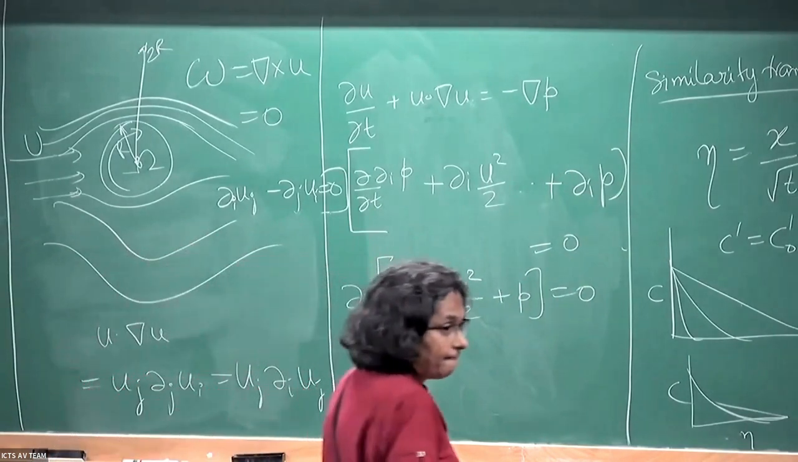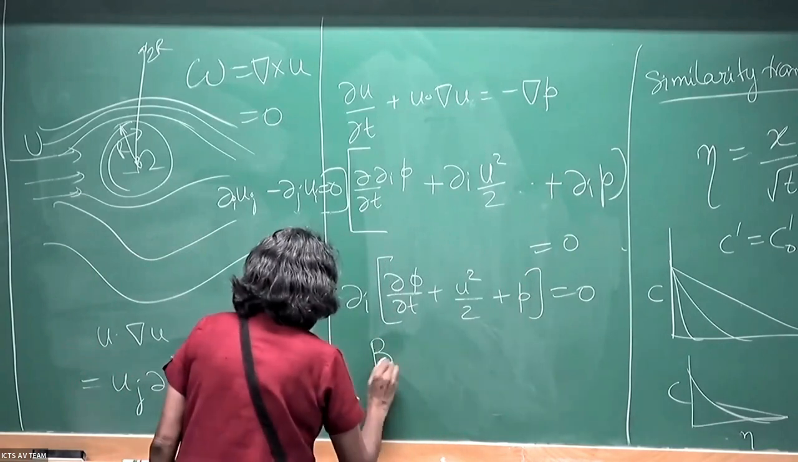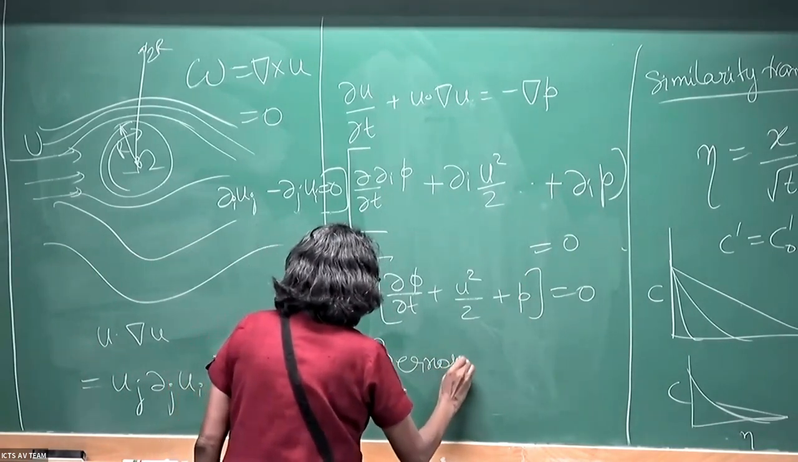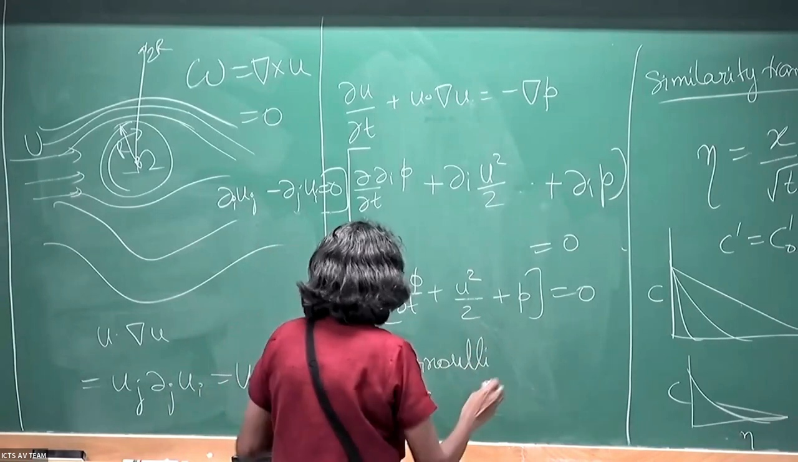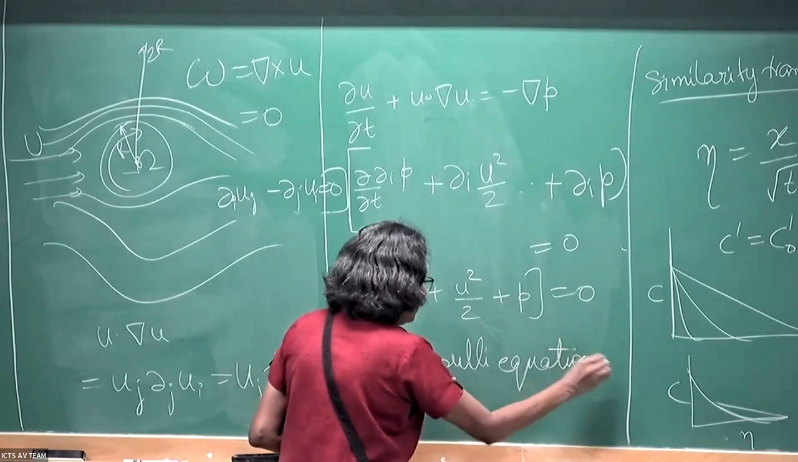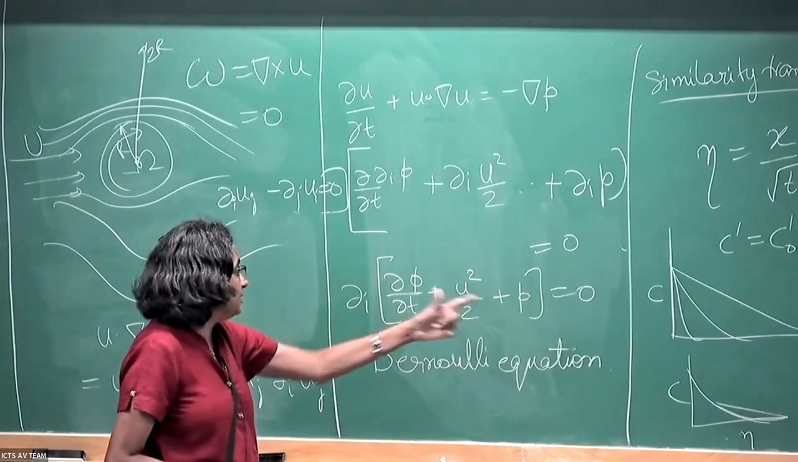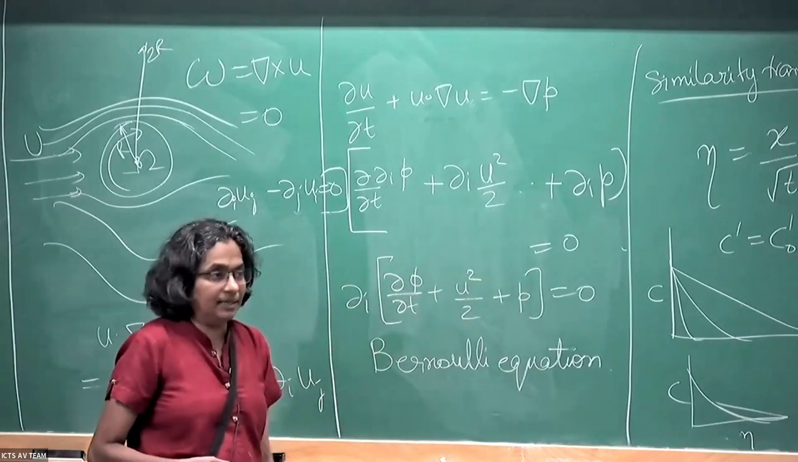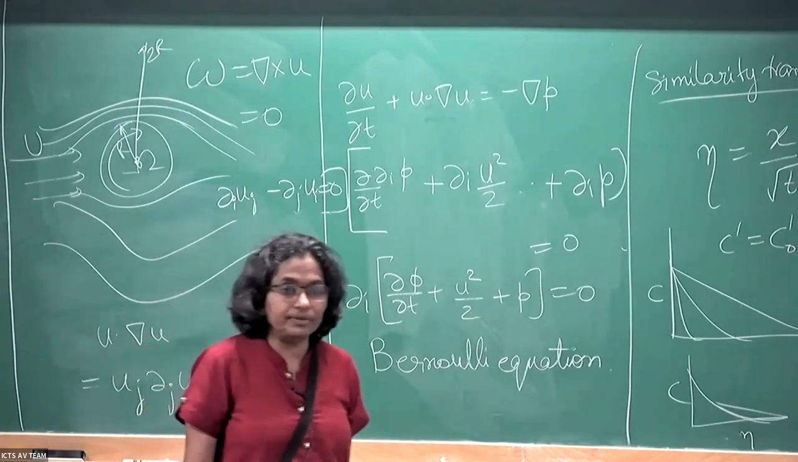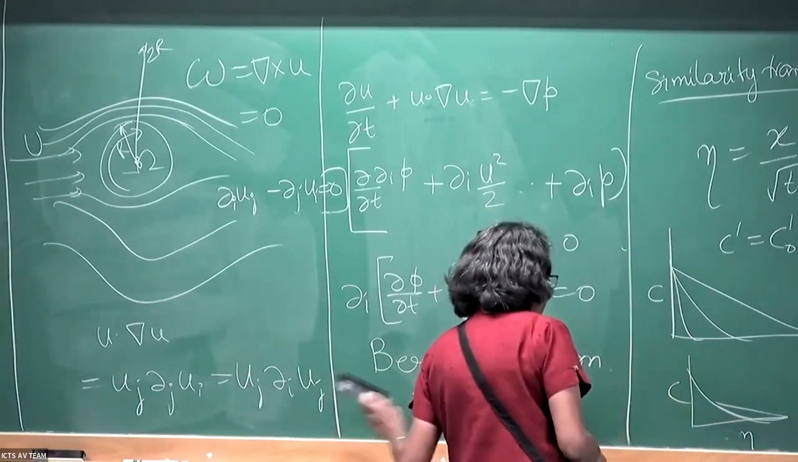What have we shown? Bernoulli equation. You can also prove it in viscous flows along streamlines, but that's not part of this course. We can't do all that. So we've shown the Bernoulli equation, because if del i of something is zero, then that thing is a constant. So that's all we've shown. For potential flow, it immediately satisfies Bernoulli.